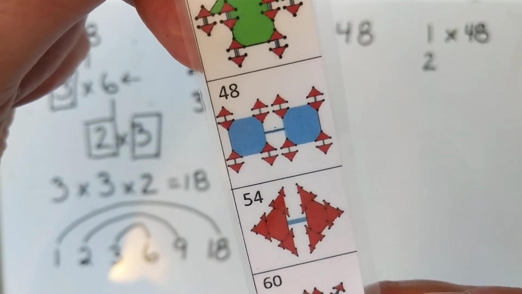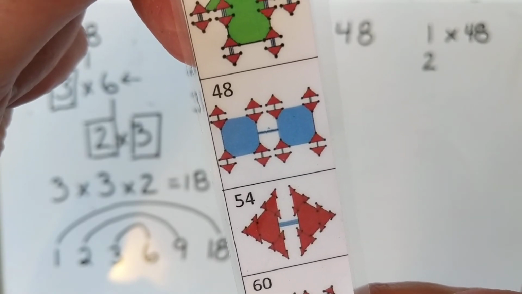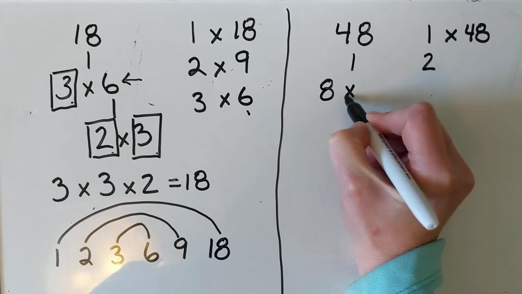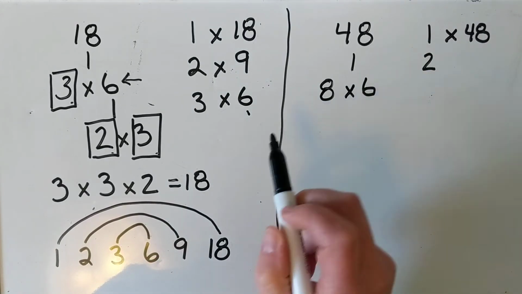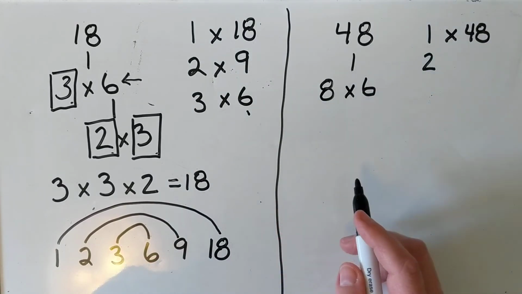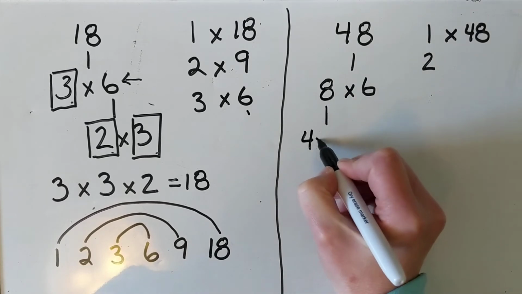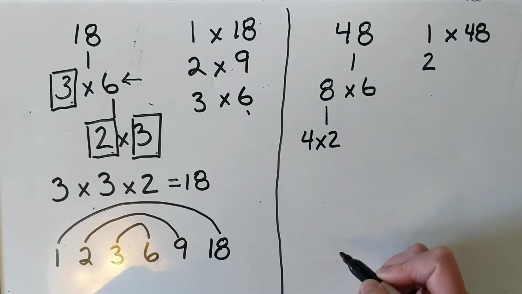That would be another way, but I'm going to use the same way I did before and just look on my factor multiplication, and I can see 8 groups of 6. So I'm going to write that down. 8 groups of 6. Now neither of these are prime, so I have to keep breaking it down. So I'm going to take 8 and break it down into 4 groups of 2.